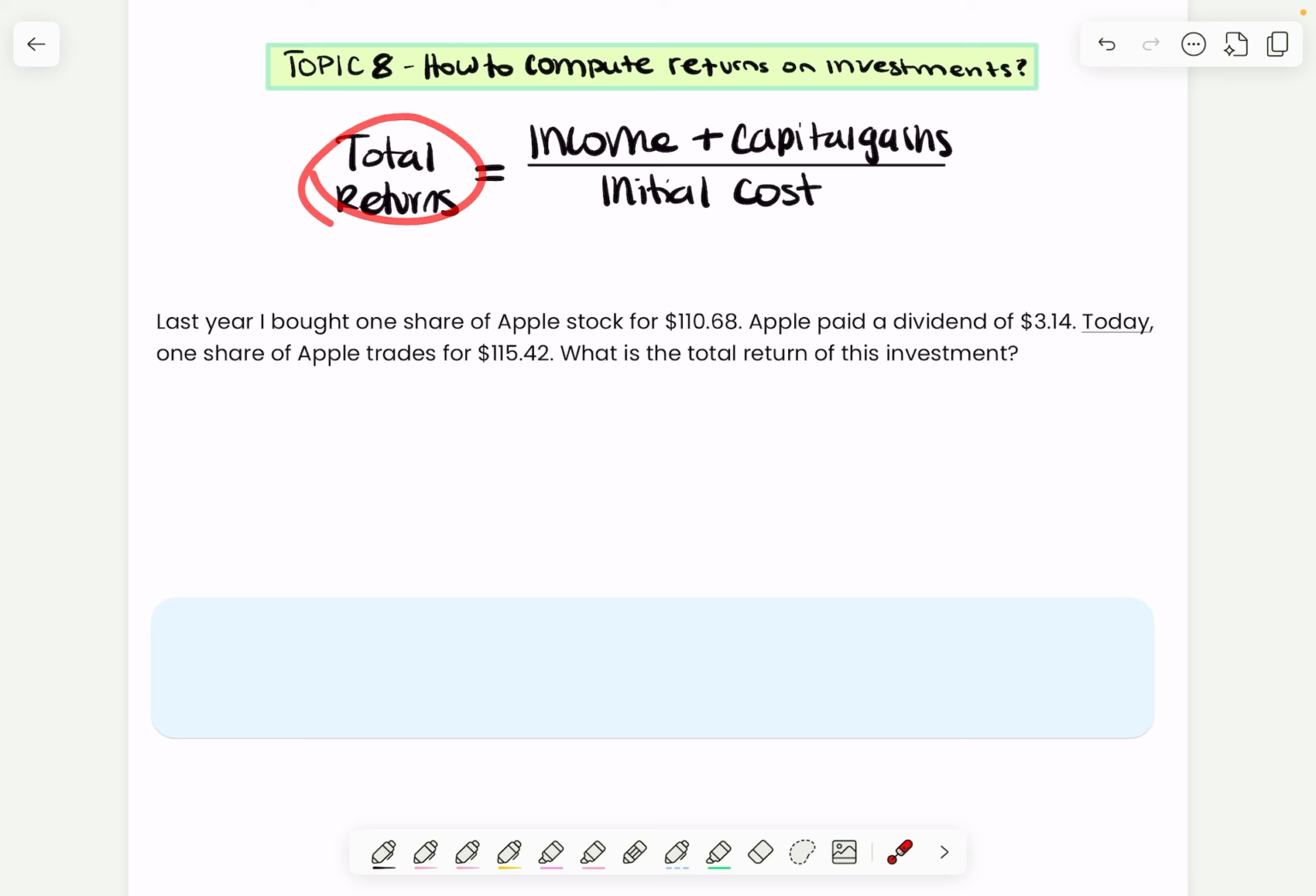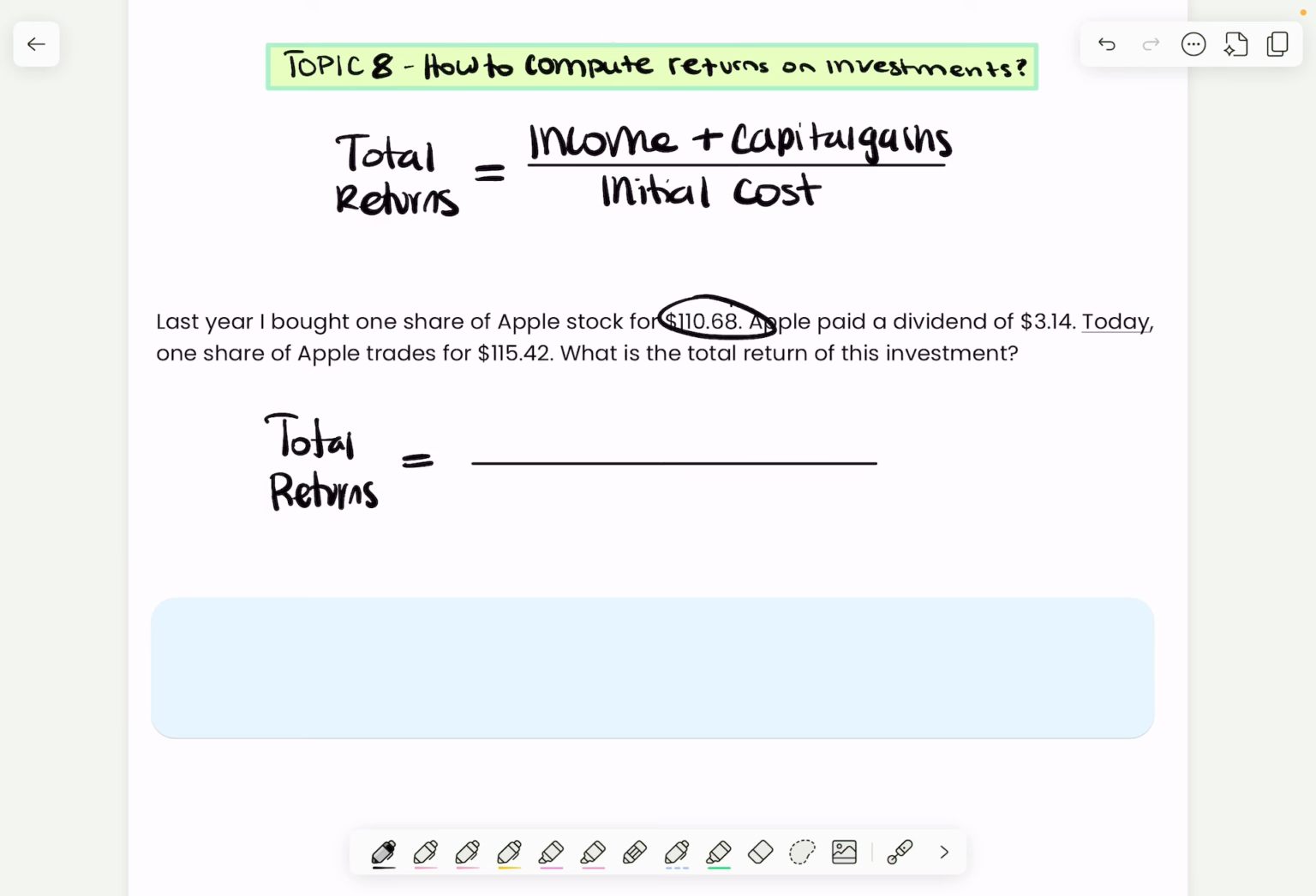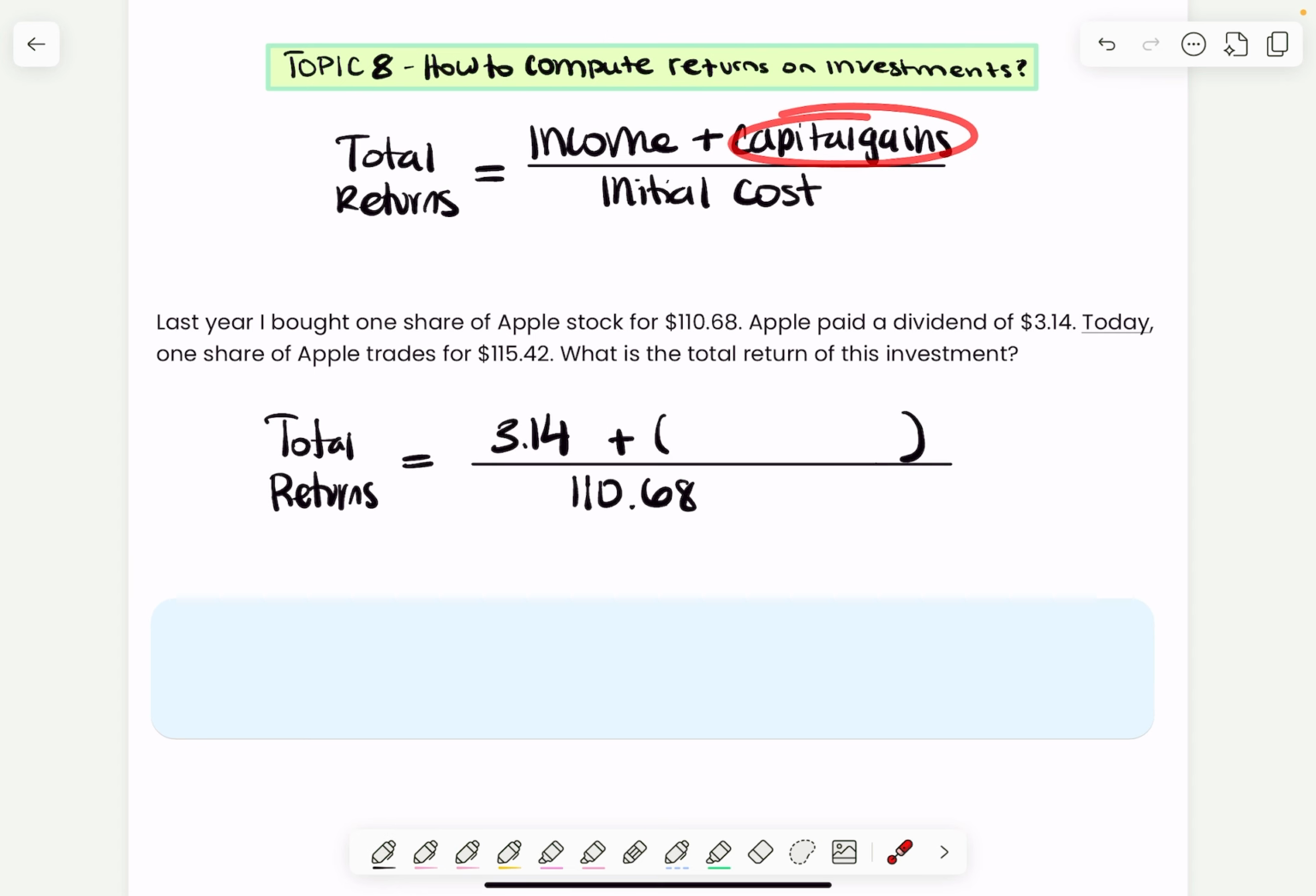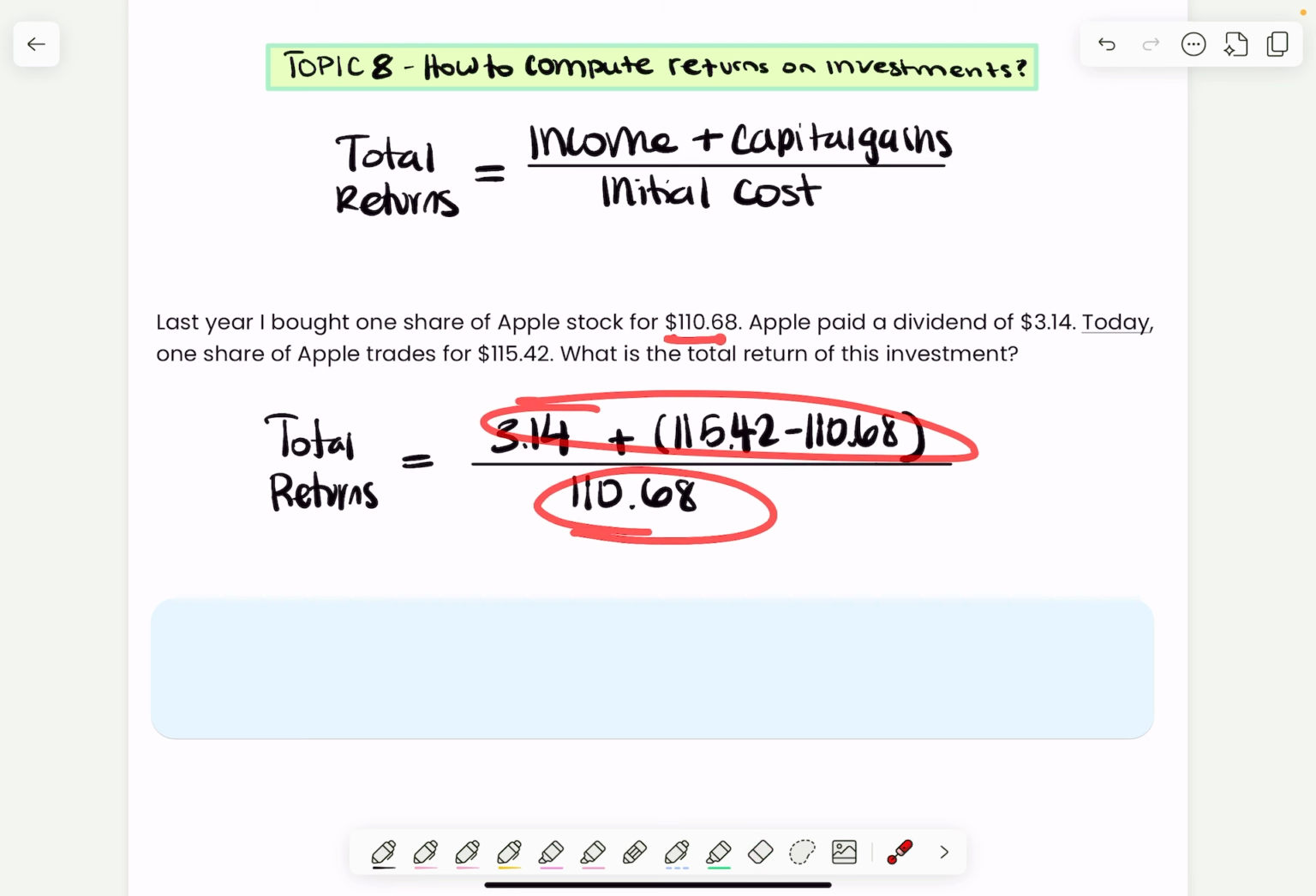Well, again, total returns is equal to a fraction. What was the initial cost of the investment? You bought only 1 share, so just $110.68 for that 1 share. How much money did you have incoming? $3.14. And then plus, capital gains is really the difference between how much it's selling today versus how much it was selling when you bought it. So that's 115.42 minus 110.68. The whole idea is really how much out of what you spent, your initial cost, did you really gain? So it's going to be a percentage.